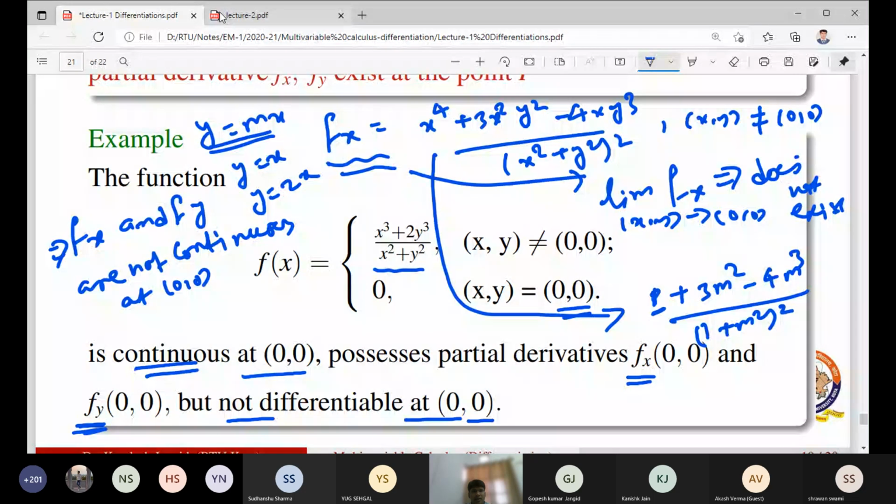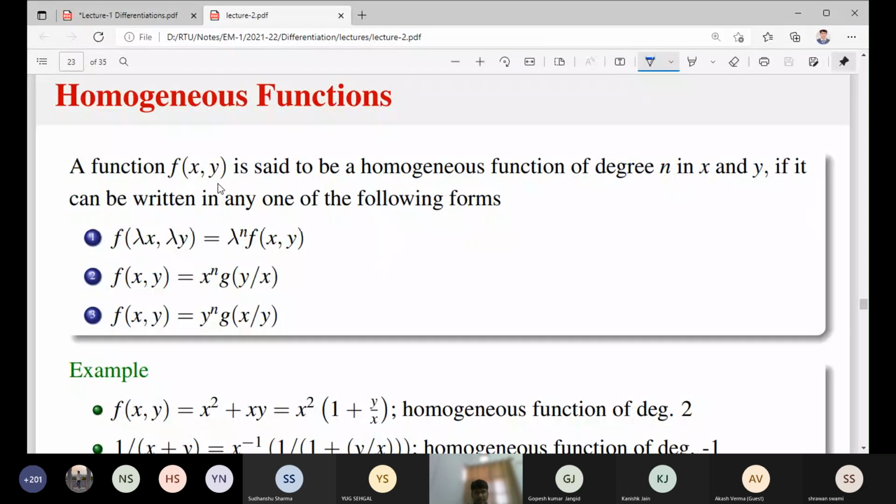Right? Now next topic is homogeneous function. A function f(x,y) is said to be homogeneous of degree n in x and y if it can be written in any one of the following forms. If your given function can be written in any one of the following forms, then you can say that your function is homogeneous of degree n.